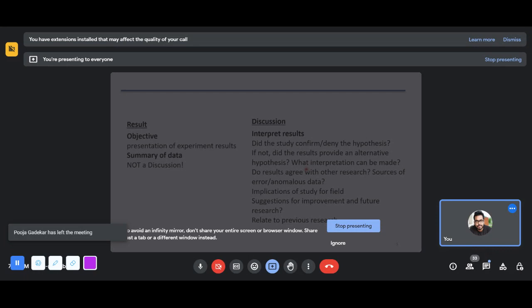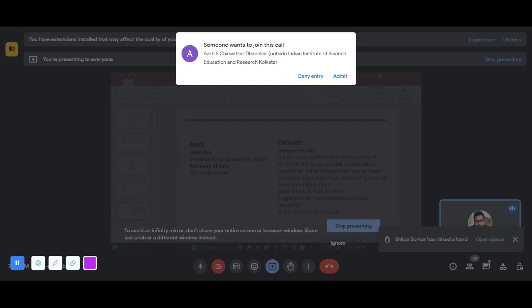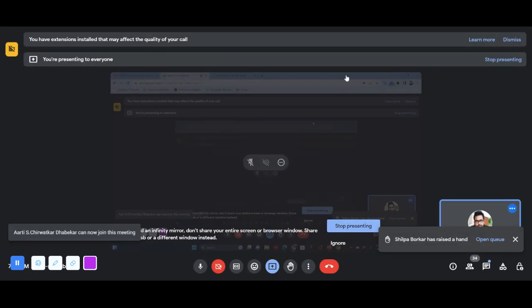Now, source of error or anomalous data means, if you are expecting something, here you will describe that you were expecting something from a particular experiment. However, you have obtained this trend. Let's say I was expecting an increasing trend, but we have gotten a decreasing trend, right?